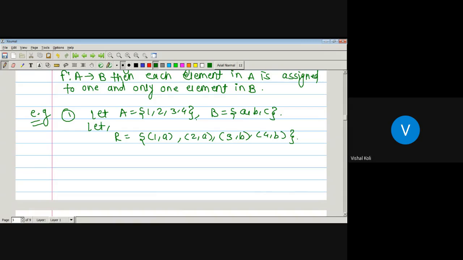Here there are two sets A and B, and R is any subset of A cross B. Each element is mapped onto a unique element in B, and element 4 is again mapped onto a unique element in B. Here it is not possible that element 1 is mapped onto two different elements. Since element 1 is mapped onto the unique element a, similarly elements 2, 3, and 4 are mapped to the unique elements a, b, and b. Then by the definition of function, R is a function from A to B.